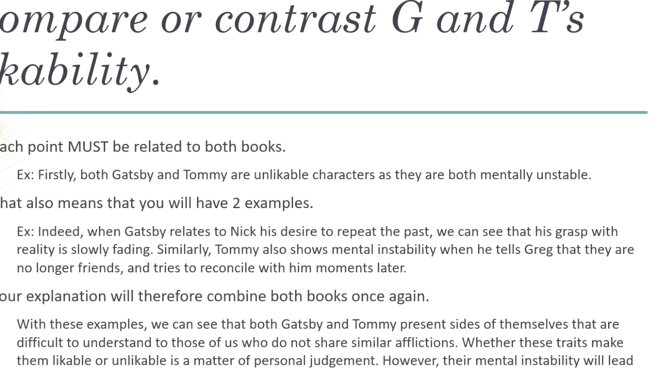So what I am going to be doing here in this essay is that the first paragraph would be dedicated to showing that the fact that Gatsby and Tommy are unstable means that they are unlikable. So here, for example, I would say, indeed, when Gatsby relates to Nick his desire to repeat the past, we can see that his grasp with reality is slowly fading. That's my example with Gatsby. Similarly, Tommy also shows mental instability when he tells Greg that they are no longer friends and tries to reconcile with him moments later. Now, this is my second example from The Disaster Artist.